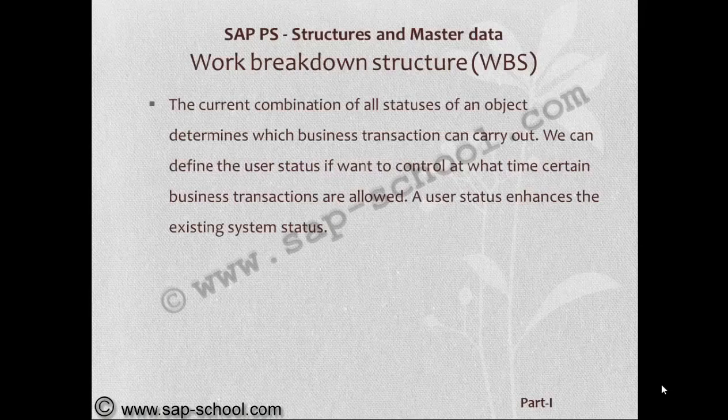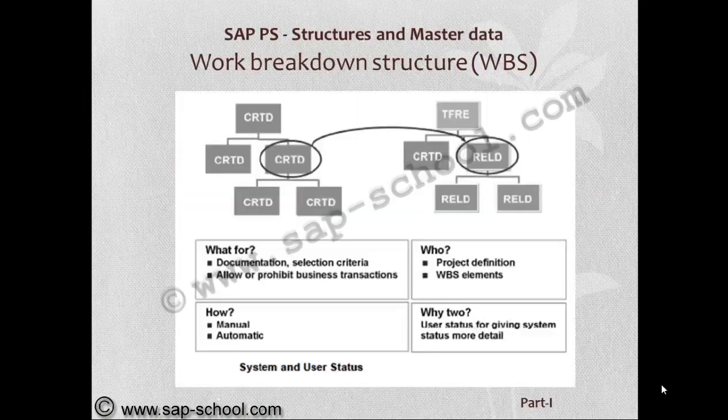So this is about user statuses used in project management, which influence the business transactions as and when required, as defined in the status profile. Now this is one scenario we can see about the system status and the user statuses. The documentation and selection criteria for project definition allow and prohibit business transactions of WBS elements. We can do this manually and automatically also.